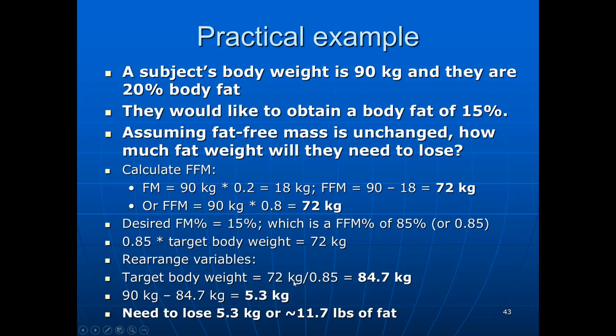It is assuming, and I'll say it again, that you're only losing fat mass. Ideally, that's the case, but in reality, it may not be 100% the case. Nevertheless, it gives you an idea of how much weight you should lose or need to lose to reach a certain target body fat.